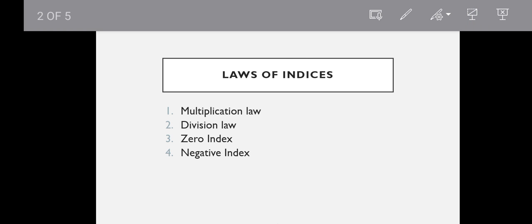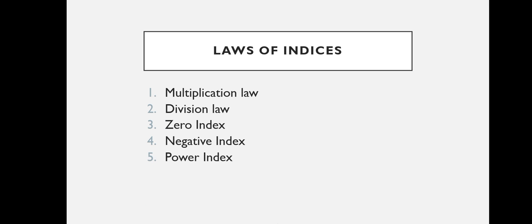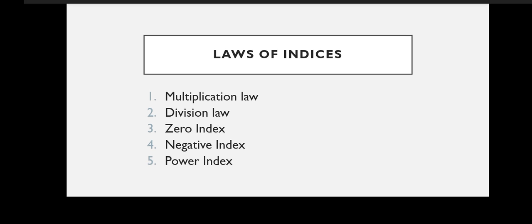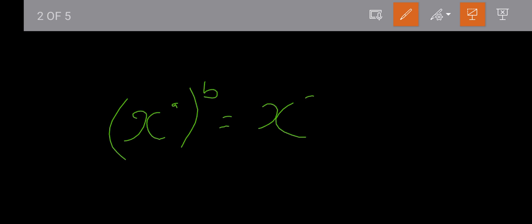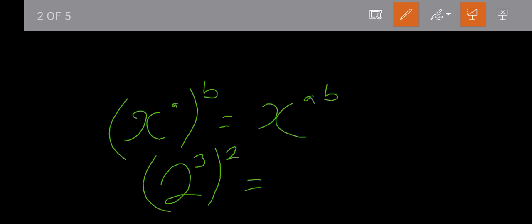The next we're going to be looking at is the power index. And for the power index, it says if we have x raised to power a, raised to power b, it is telling us that we multiply the indices together. So in power index, we multiply the indices together. So if I have 2 raised to power 3, raised to power 2, this means 2 raised to power 6.